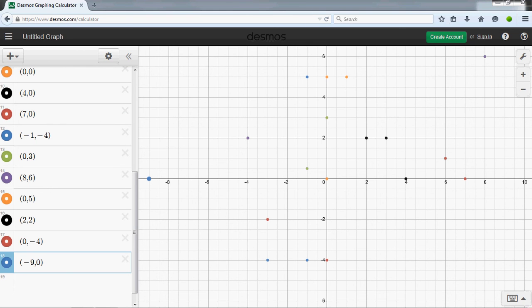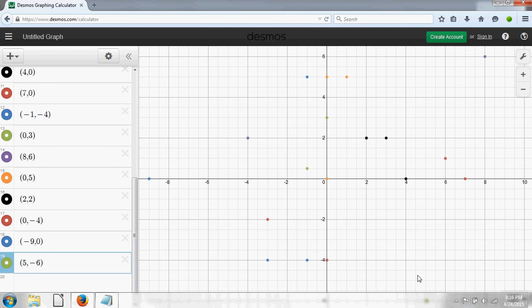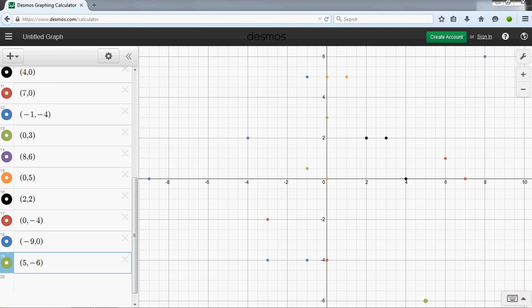Next one we're going to try is (5, -6). So we go over 5 on the x-axis, which is right about there. And we go negative 6 on the y-axis, which puts us right in this area. And (5, -6) lands right there. About (-3, 6). So we go over negative 3, and we go up 6. And there we are.